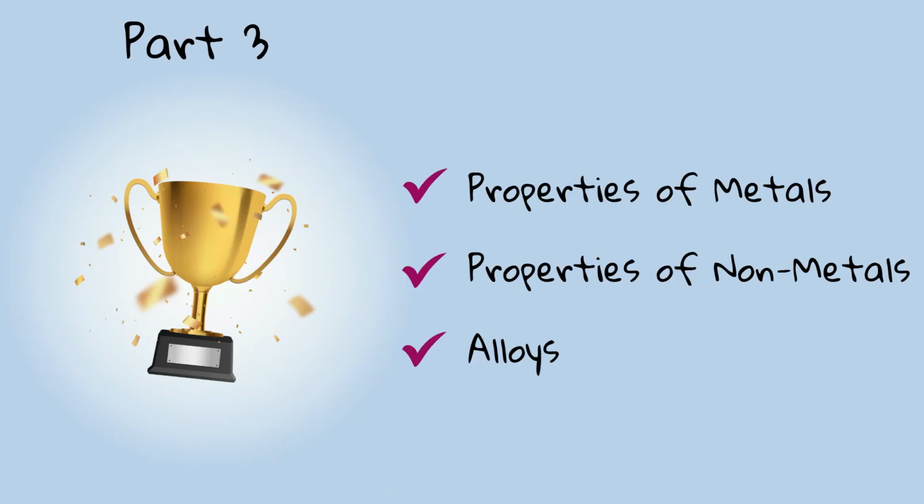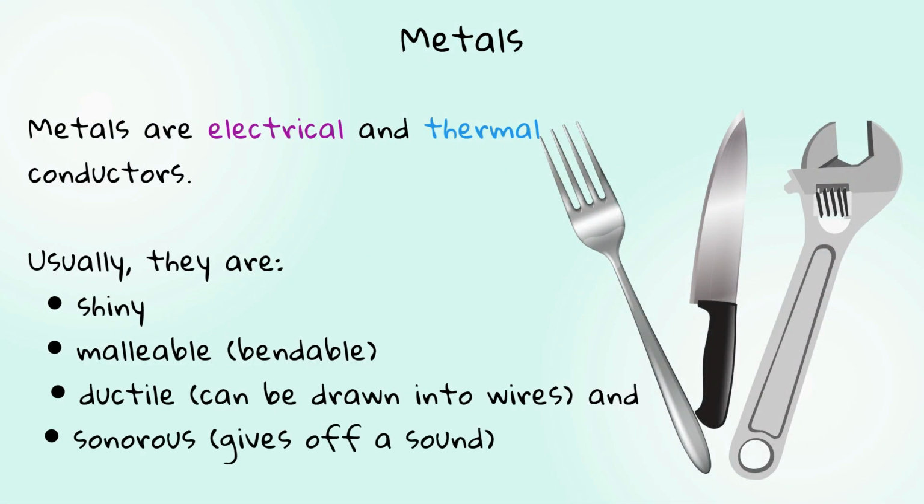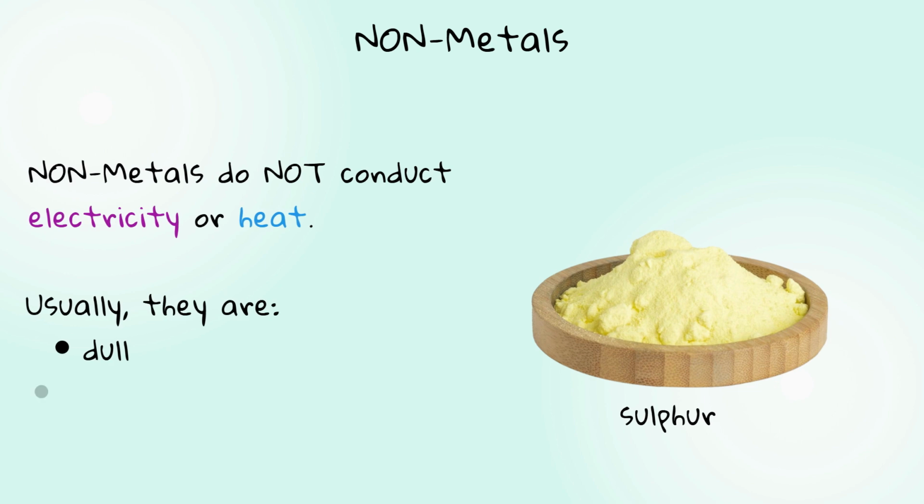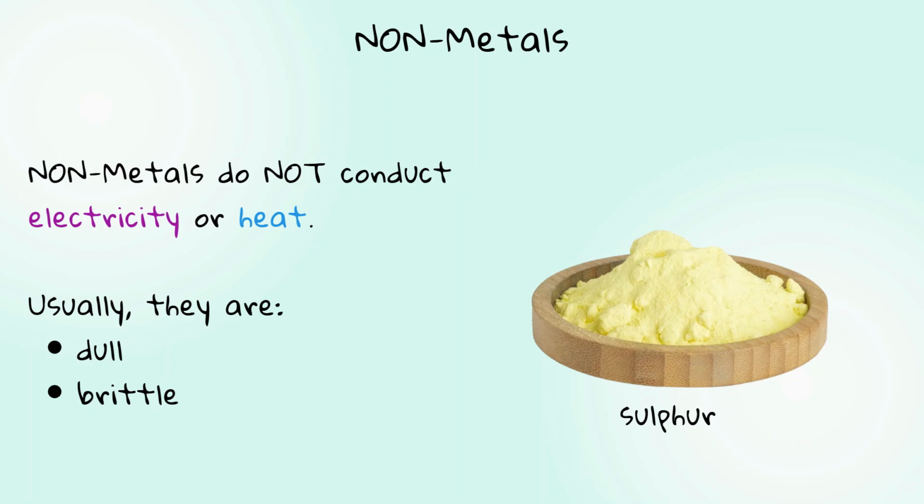Part 3. Properties of metals, properties of nonmetals, and alloys. Metals are electrical and thermal conductors. Usually, they are shiny, malleable, ductile, and sonorous. Nonmetals do not conduct electricity or heat. Usually, they are dull and brittle.